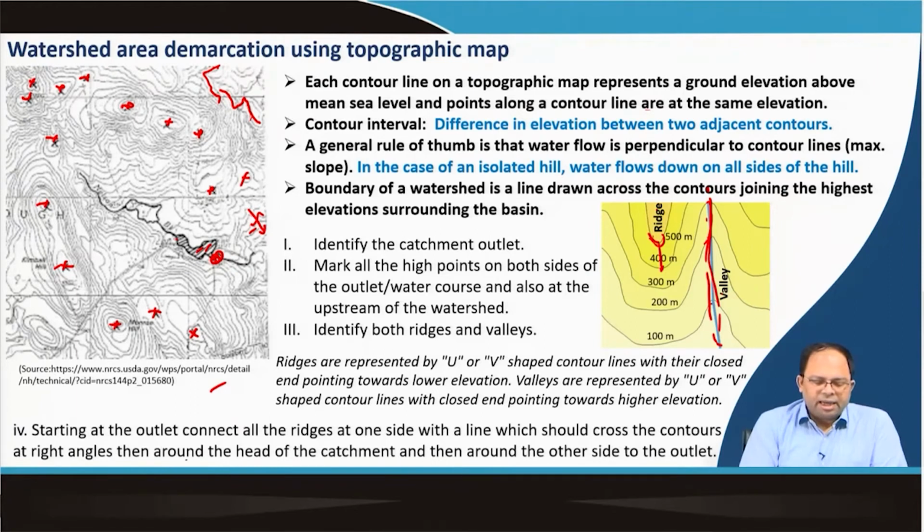Finally, starting at the outlet over here, connect all the ridges on one side with a line which should cross the contours at right angles, and then across the head of the catchment, and then around the other side to the outlet. So, this is the head of the catchment, this is the outlet, and we go at right angles mostly, and then we connect these highest points. We try to follow right angles along the contour lines.